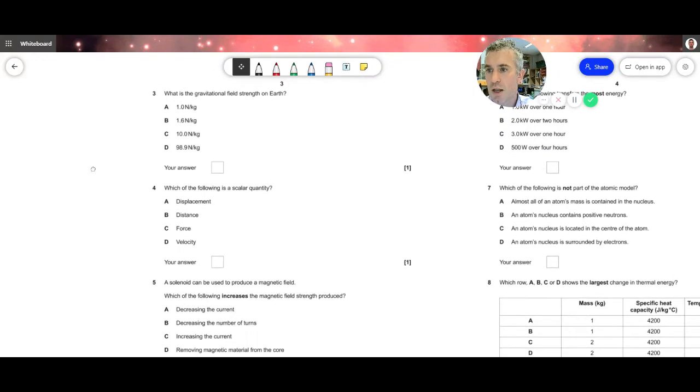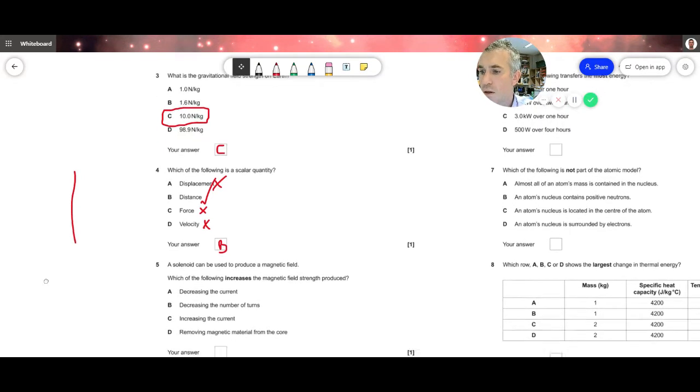Let's go down here to the next question. Which of these is the gravitational field strength of Earth? That's just something you have to know. It's 10, close enough to 10. So C is the correct answer. Which of the following is a scalar quantity? Displacement is a vector, force is a vector, velocity is a vector. So it has to be distance. So the answer is B.